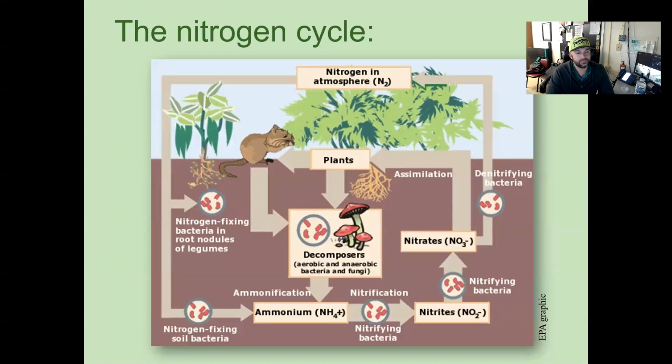The nitrogen cycle, as you can see here, is nitrogen in the atmosphere going down into the ground, through nitrogen-fixing bacteria in root nodules and nitrogen-fixing soil bacteria, and eventually making its way around and becoming nitrogen in the atmosphere again.